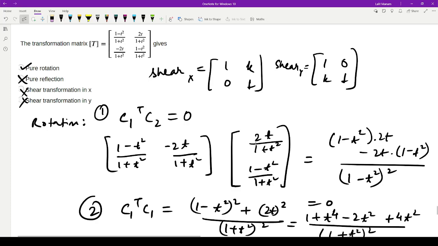If t is 0, then it's identity. So t here should not be equal to 0 for shear to happen. That's all.